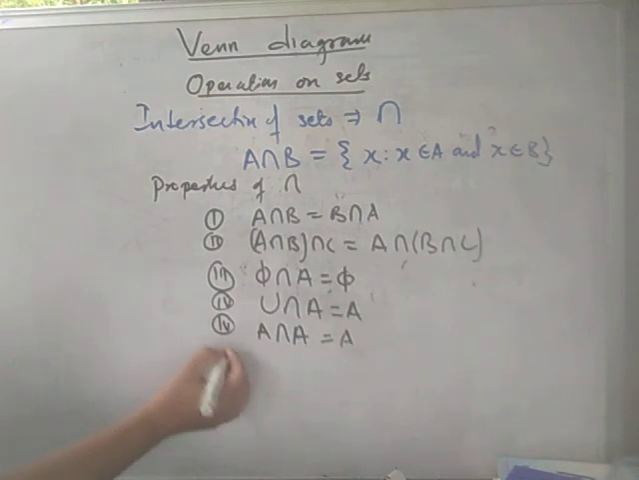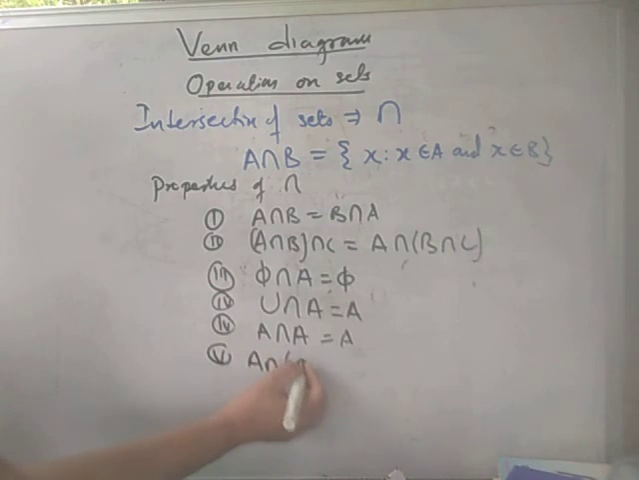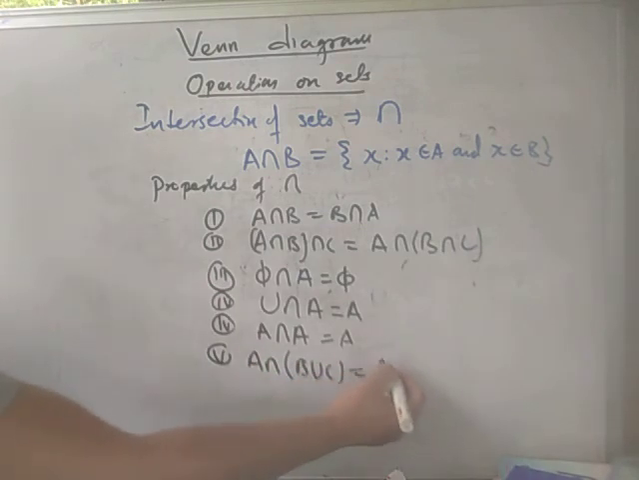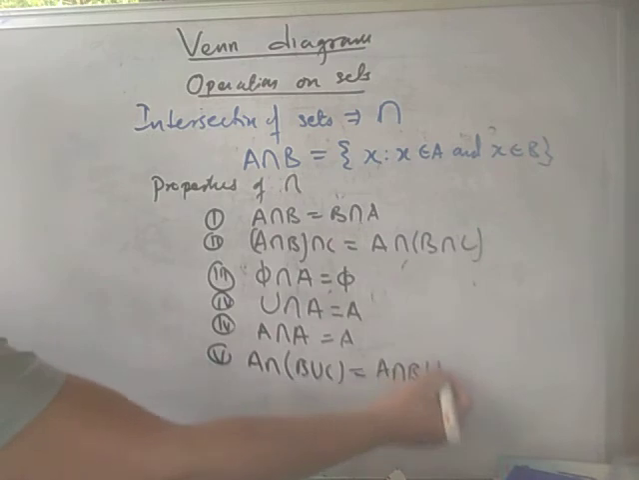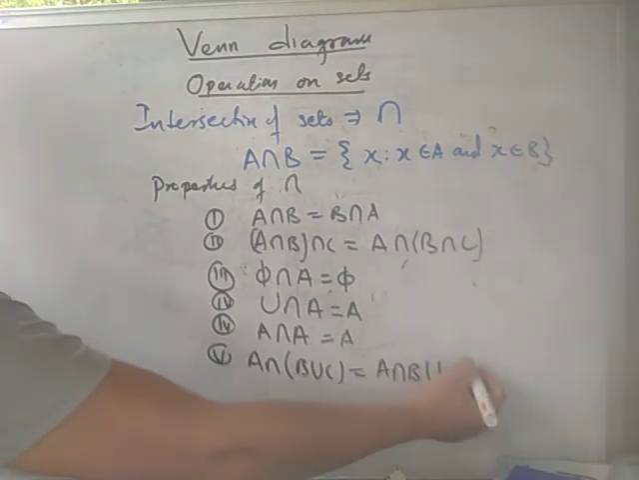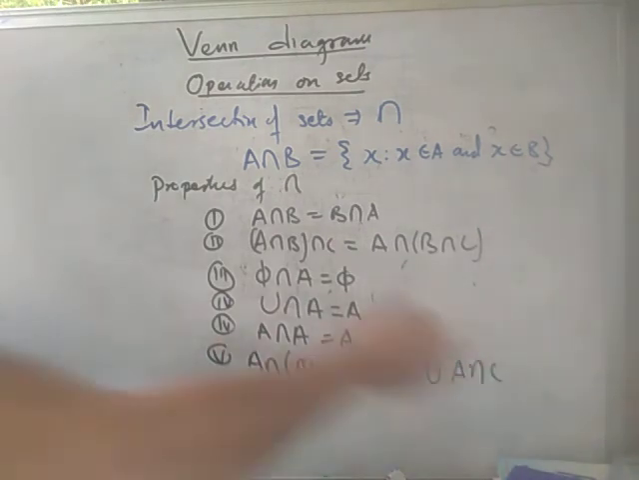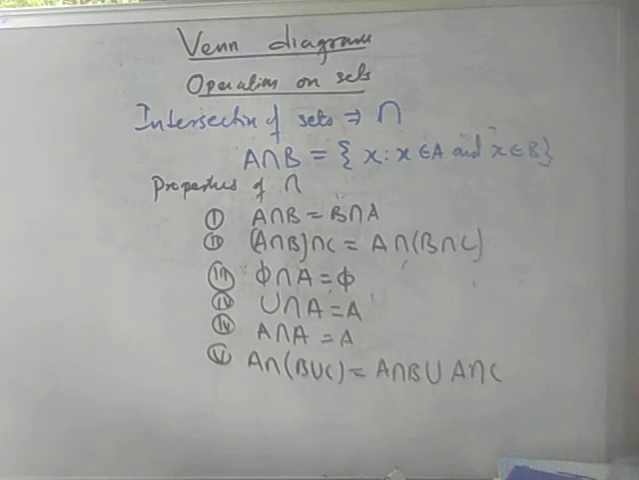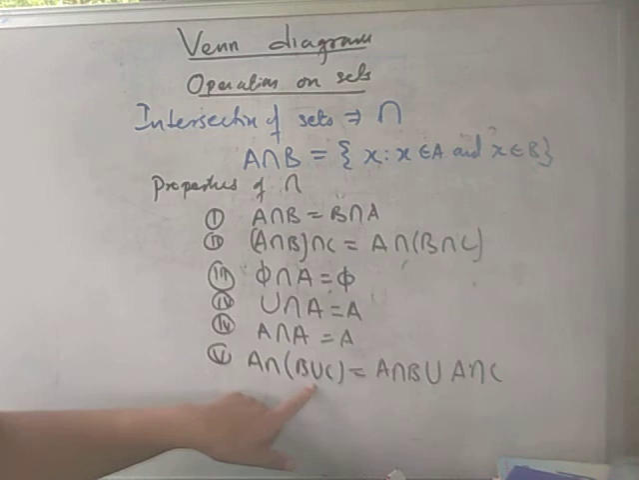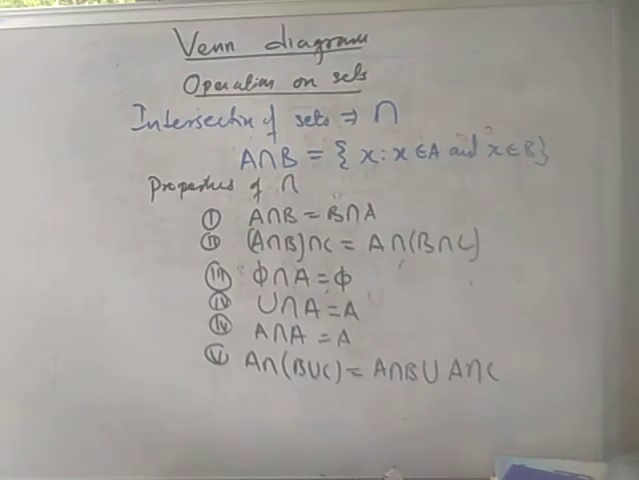Next, fifth one is your A intersection B union C equals to A intersection B union A intersection C. So this is your distributive law, isn't it? Distributive law of intersection over union. Clear?